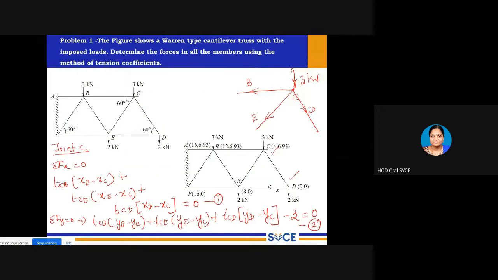So in joint E, what are the member forces already known? And how many members are there, first of all? We have four members. EF is there, ED is there, EC is there, and EB is there. Out of which a few member forces are known. We know EC and ED. Therefore the remaining two member forces we have to get, that is EB and EF.